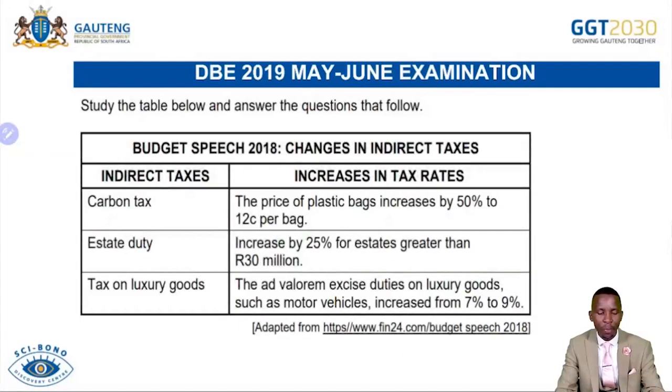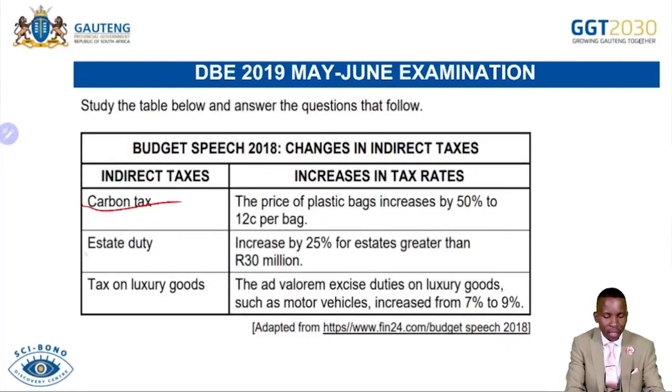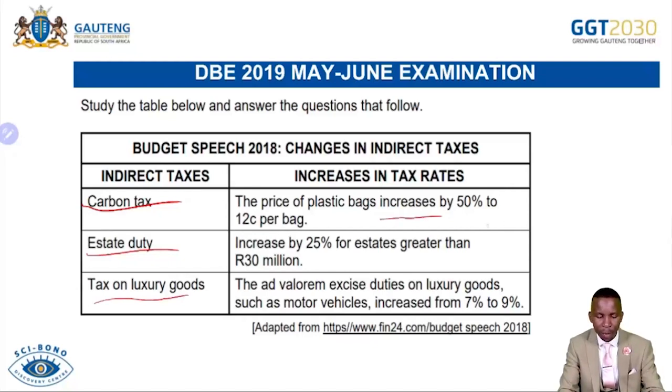And then DBE May 2019: study the table below and answer the questions that follow. Budget Speech 2018, changes in indirect taxes. So here you have carbon tax, we have estate duty, we have tax on luxury goods, and then an increase in tax rates. The price of a plastic bag increased by 50% to 20 cents per bag, and estate duty increased by 25% for estates greater than 30 million. And then the ad valorem excise duty on luxury goods, such as motor vehicles, increased from 7% to 9%, adapted from the budget speech of 2018.